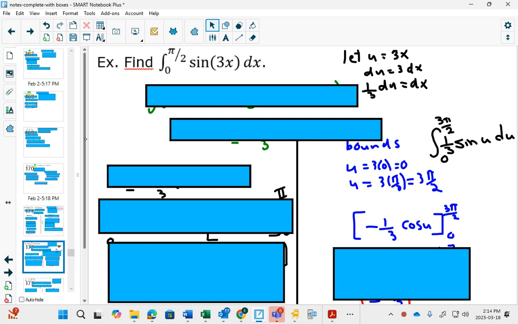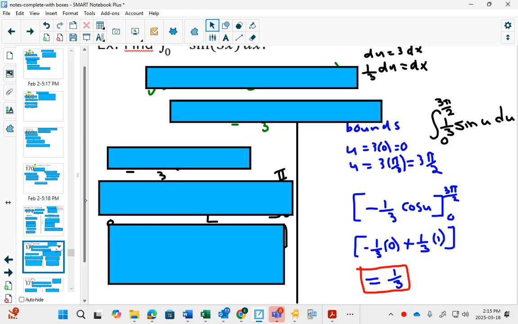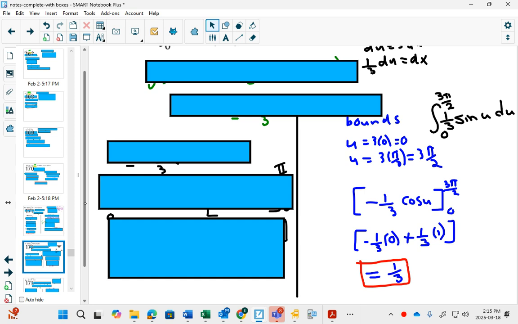And now we integrate. Integral of sine is negative cos. So we get negative 1/3 cos u from 0 to 3 pi over 2. And you just get 1/3. And you don't even have to substitute back.